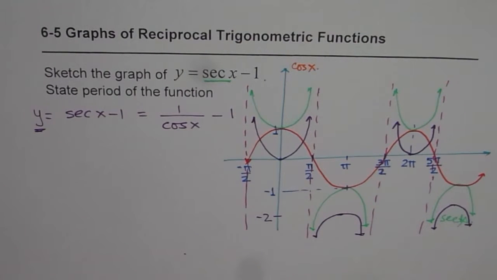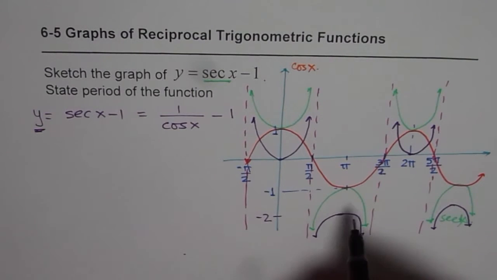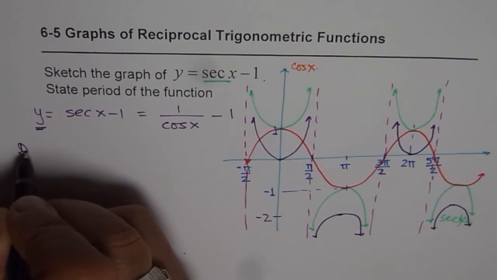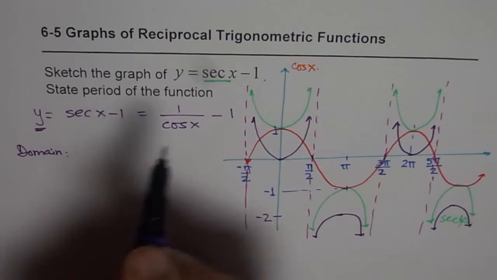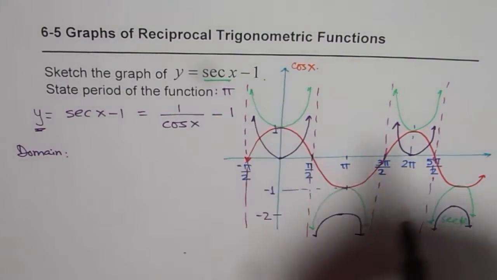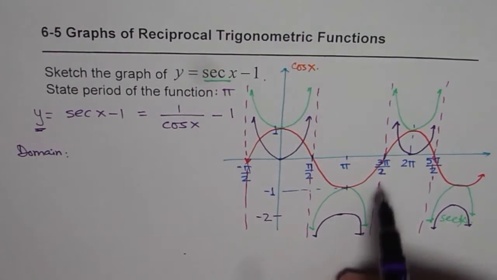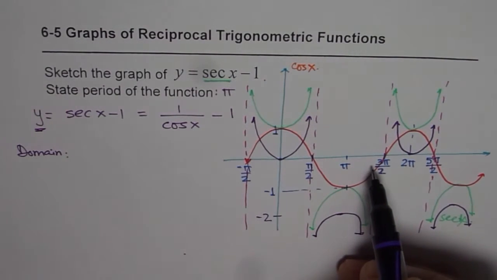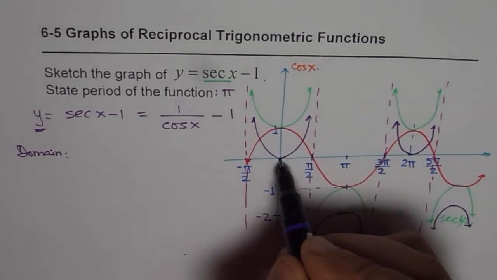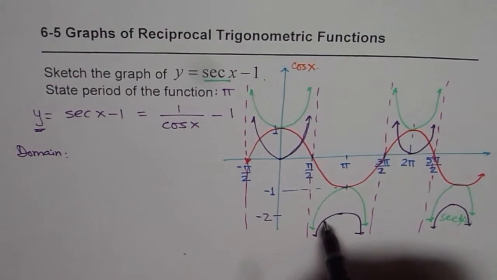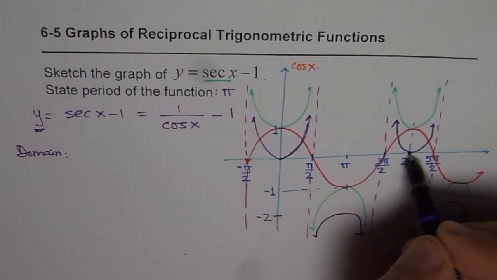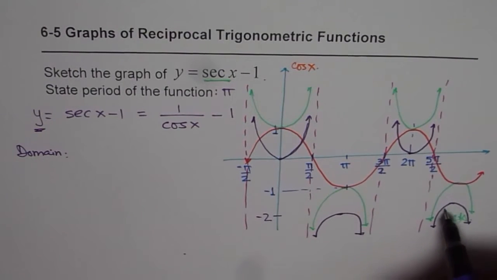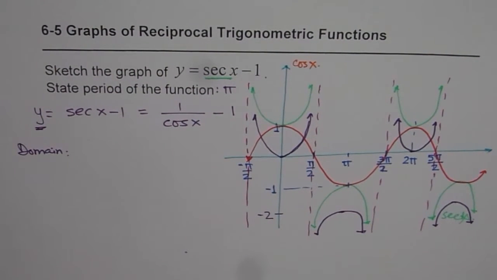So let me write a few characteristics for this. First, let me state the period. The period is pi for it, since this wave repeats after pi, correct? This is one cycle and it repeats thereafter. So the time period is pi for you.